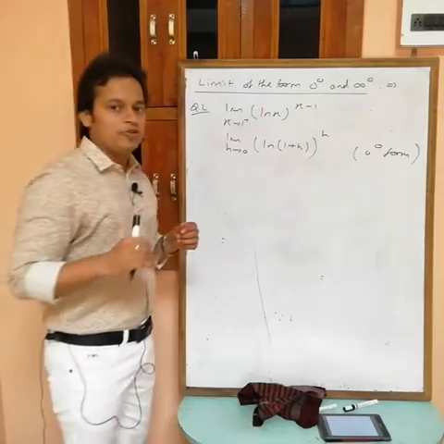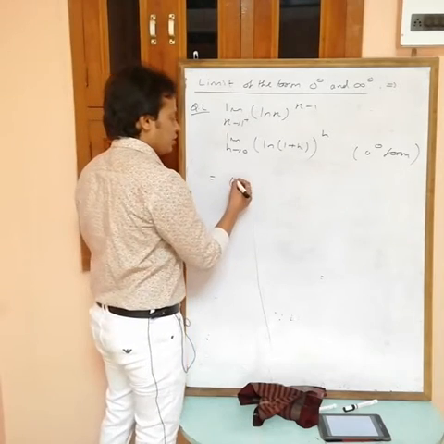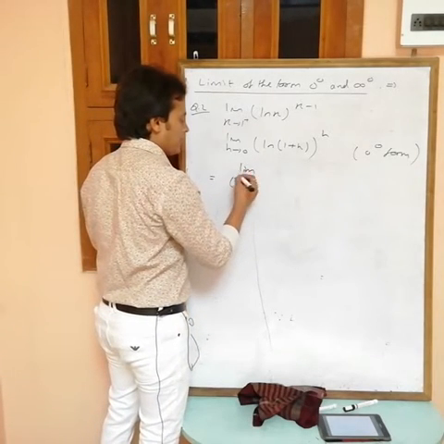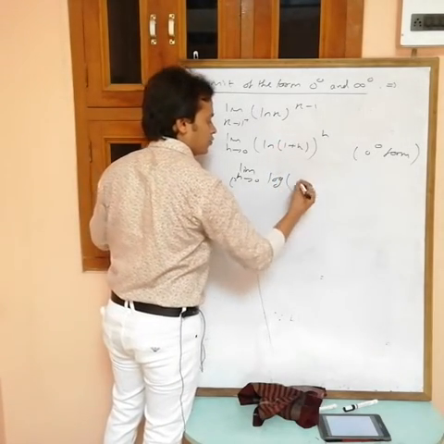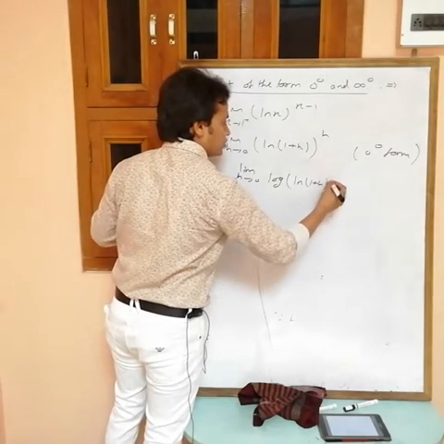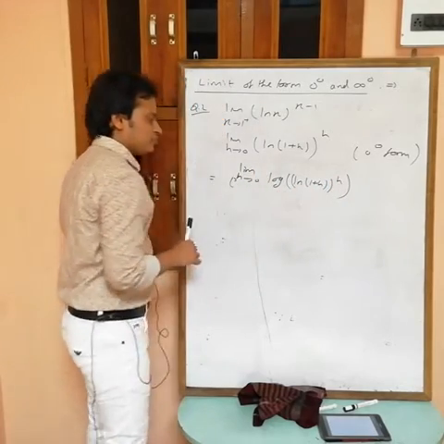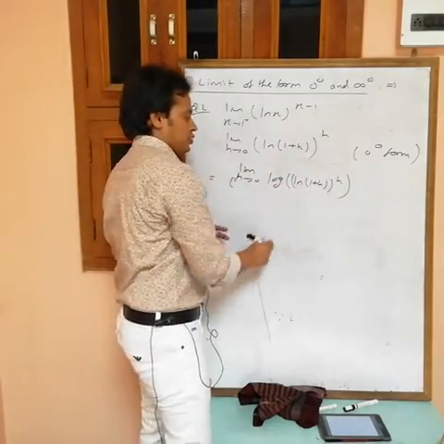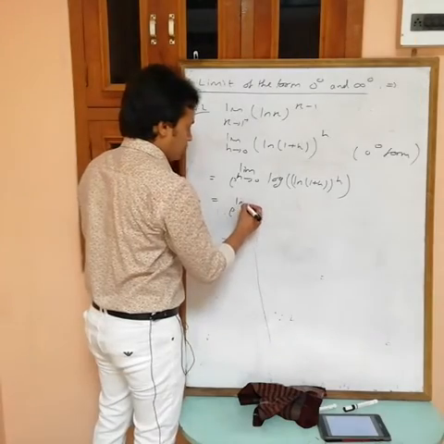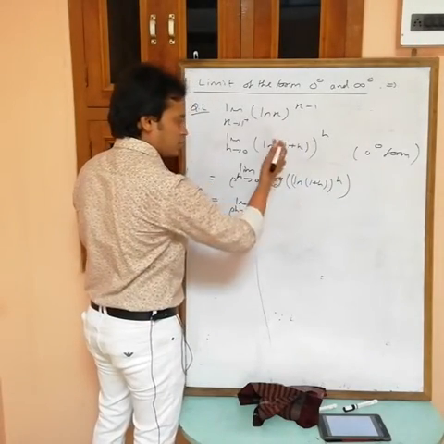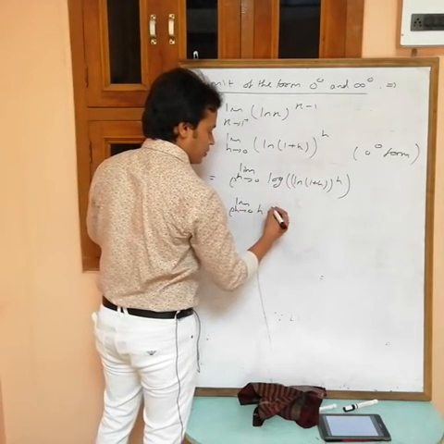If you have 0 by 0 form or 0 power 0, infinity power 0 form, then what is the method? Same, write this in terms of e power limit h tending to 0 of log of ln 1 plus h whole power h. Because e power log gives back this expression. Here also the base is e. Then e power limit h tending to 0. Now you can write h in multiplication, h into log of 1 plus h.